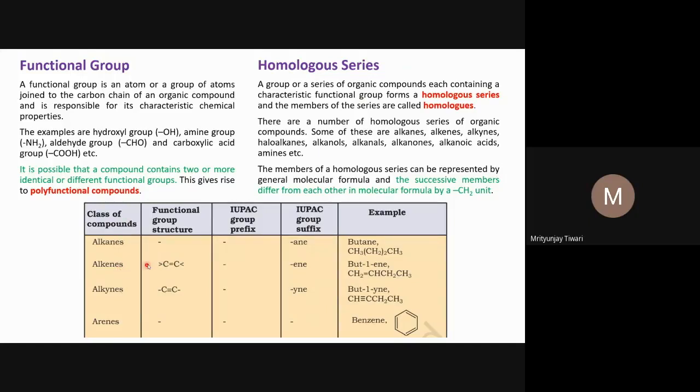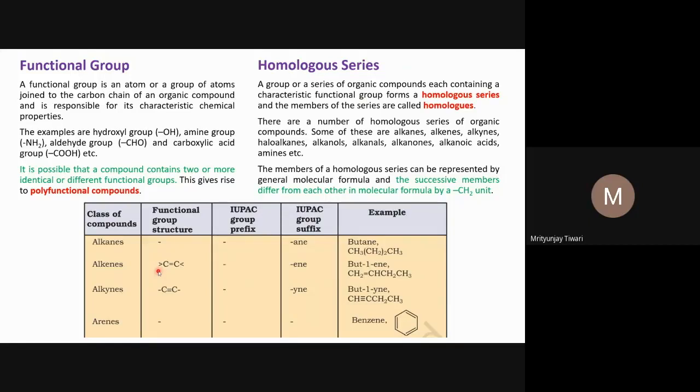And so for alkenes, if there is a single double bond, their general formula will be CnH2n. It was CnH2n+2 for alkanes, so from H2n+2 minus 2, it becomes CnH2n. So two hydrogens less than the corresponding alkane.